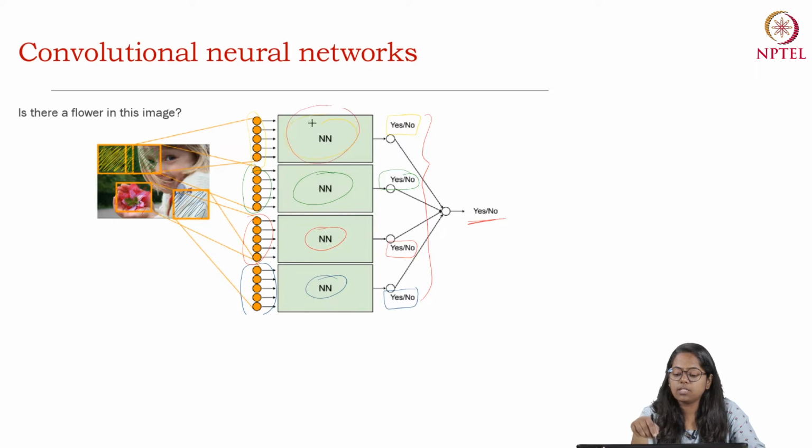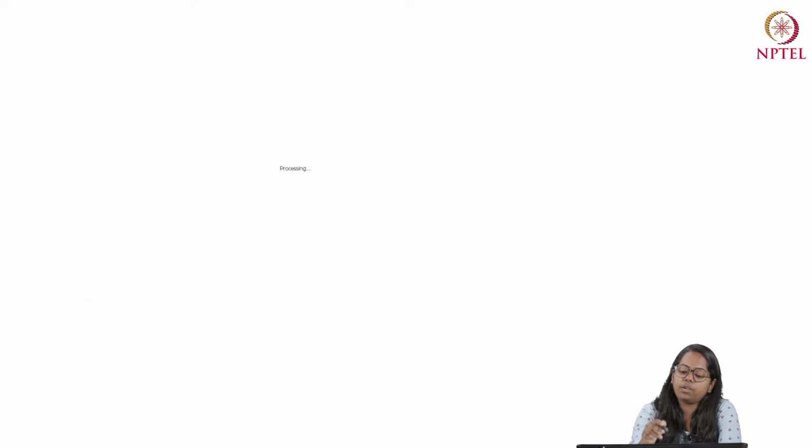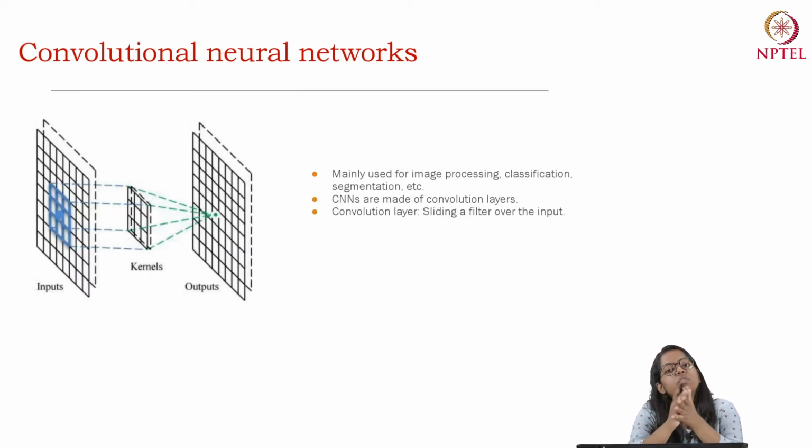Now these NNs here are not like the feed-forward network. We are talking about filters and transformations, so it is necessary that we talk about convolutional neural networks, since these neural networks here are basically convolutional neural networks. A convolutional neural network, or a CNN, is basically used for image processing tasks like classification, segmentation, and so on. This kind of neural network works on a 2D kind of input, and this network is made up of convolution layers.